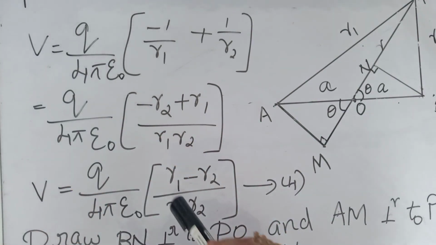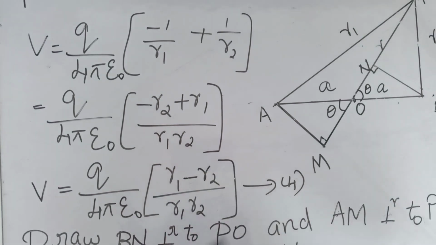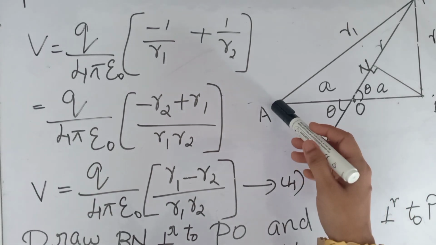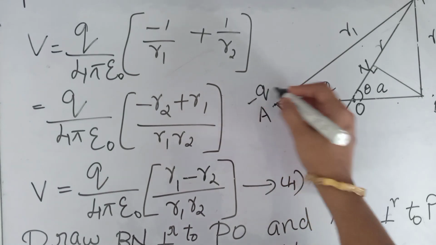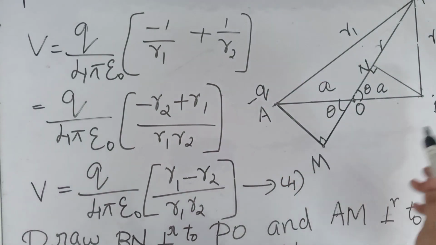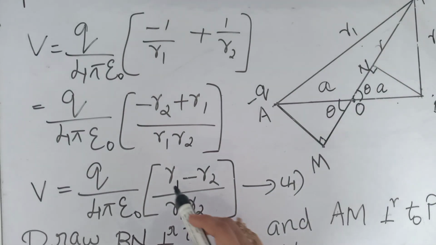But there is a problem, right? Here R1 and R2 are not specified. Those values we have to find. What is R1 and what is R2? Here R1 is the distance between minus Q charge and point P, and R2 is the distance between plus Q charge and P. Right. So those values, or the equations for R1 and R2, we have to find.